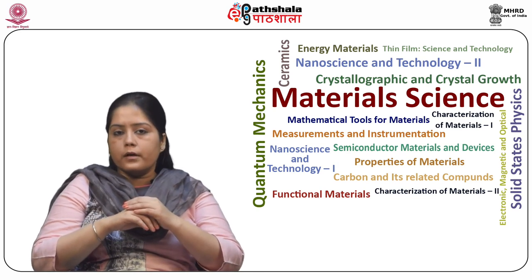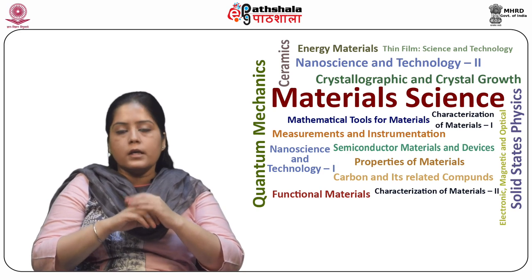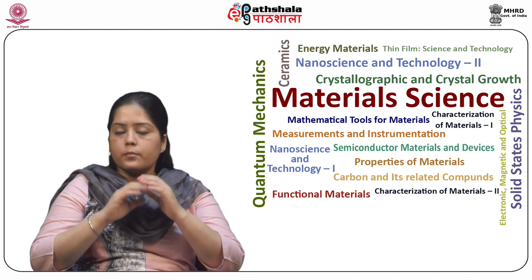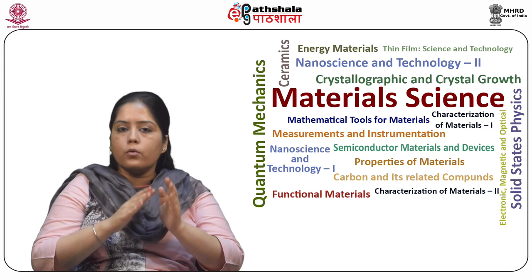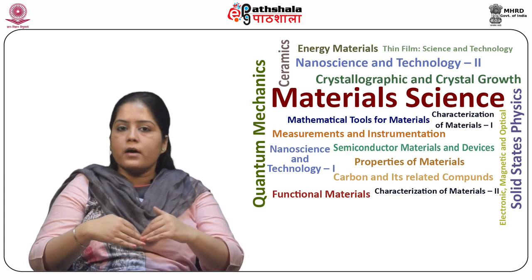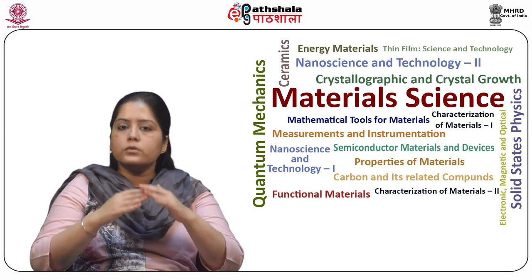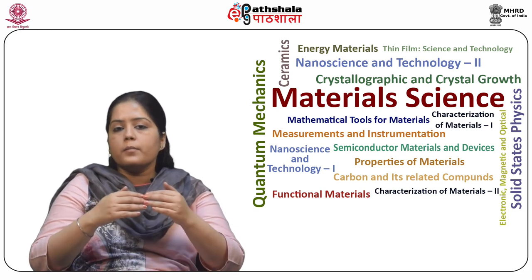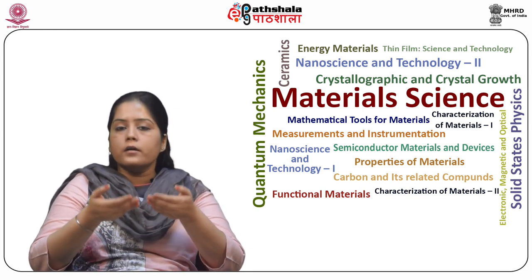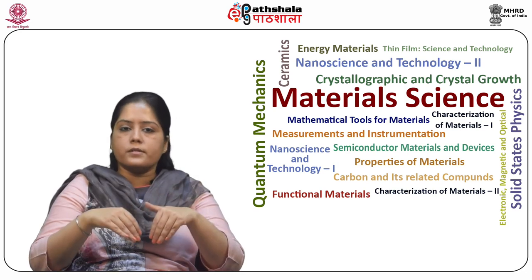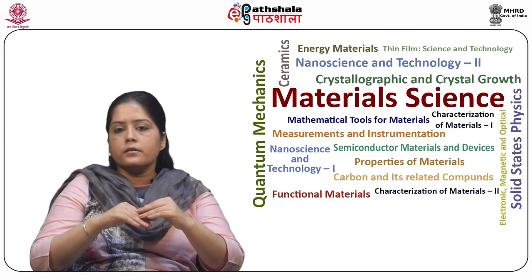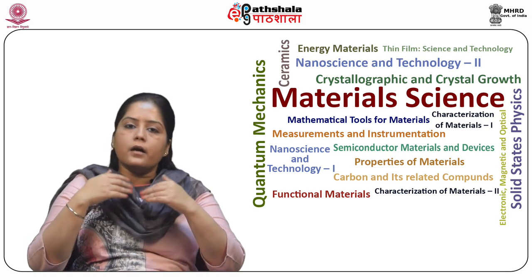The next important phenomenon is carrier generation in semiconductors. Carrier generation is a process where electron hole pairs are created by exciting an electron from the valence band of the semiconductor to the conduction band, thereby creating a hole in the valence band. Recombination is the reverse process where electrons and holes from the conduction band recombine and are annihilated.